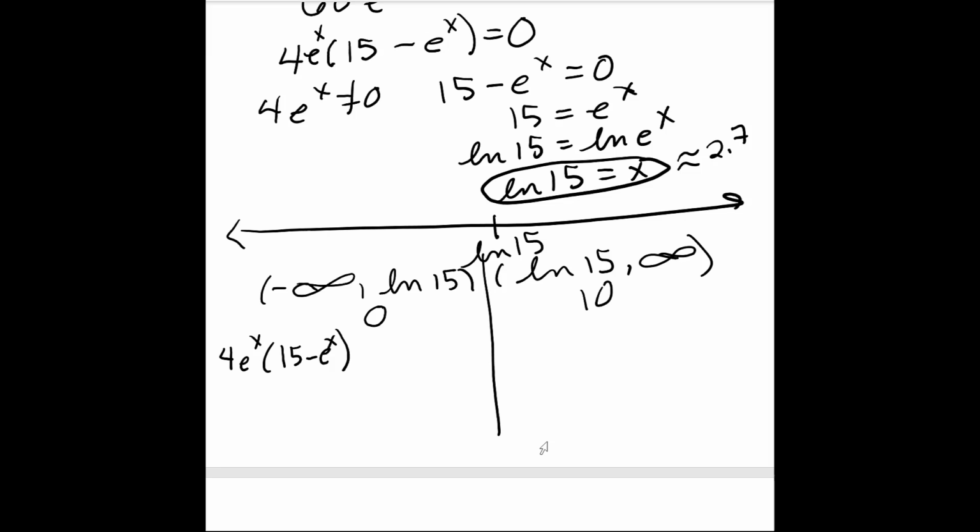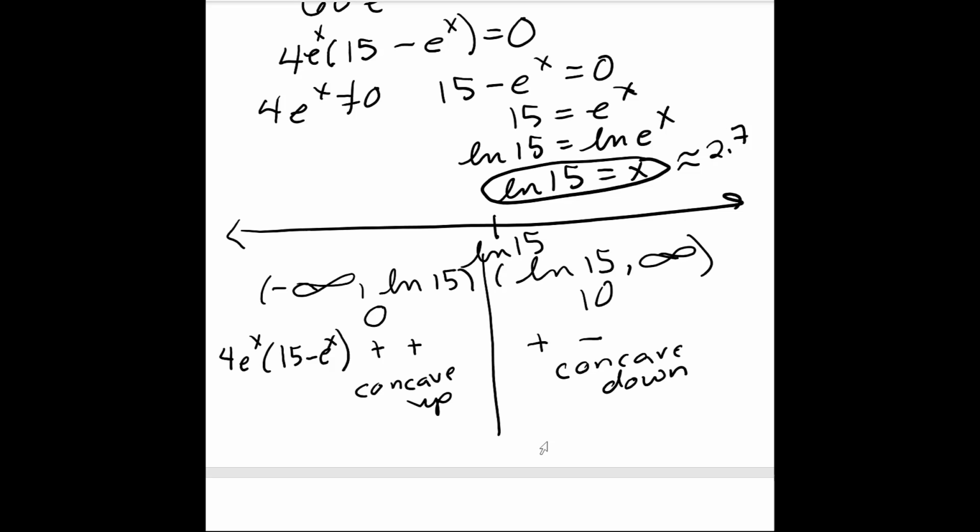4e^x is always positive. 15 minus e^0 is positive. This says my first interval is concave up. Then the 10. 4e^x will still be positive, but 15 minus e^10 is definitely negative. That says concave down. I can see it change concavity at the natural log of 15, which says the natural log of 15 is an inflection point.